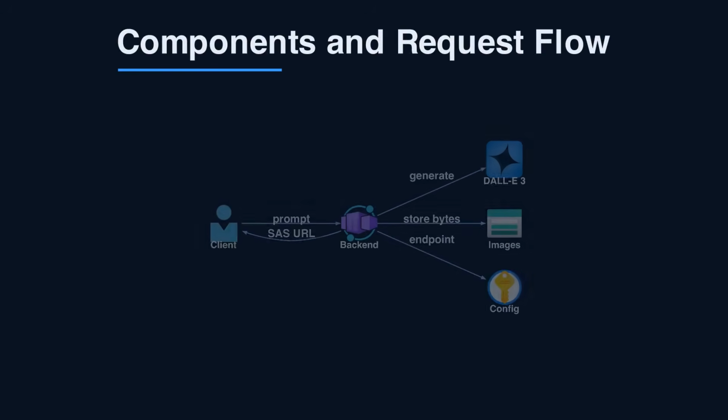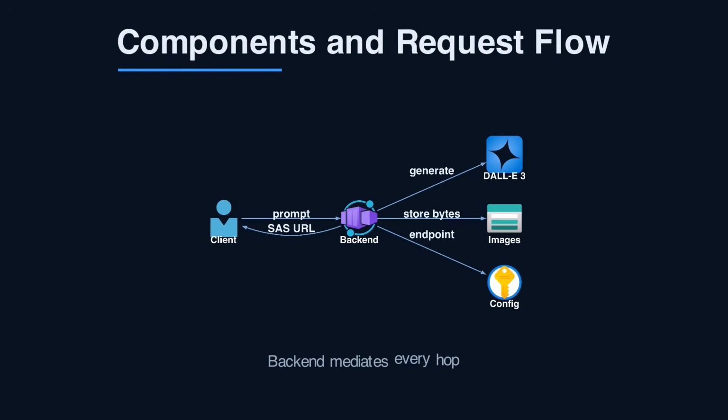Here's the wiring. A client sends a prompt to your backend running on Azure Container Apps. The backend authenticates with a managed identity, pulls no secrets from disk, and calls the Azure OpenAI DALL-E 3 deployment. The model returns either a temporary image URL or base 64 bytes. Your backend writes those bytes to Blob Storage, then hands the client a time-limited shared access signature, an SAS URL, pointing at your own storage.